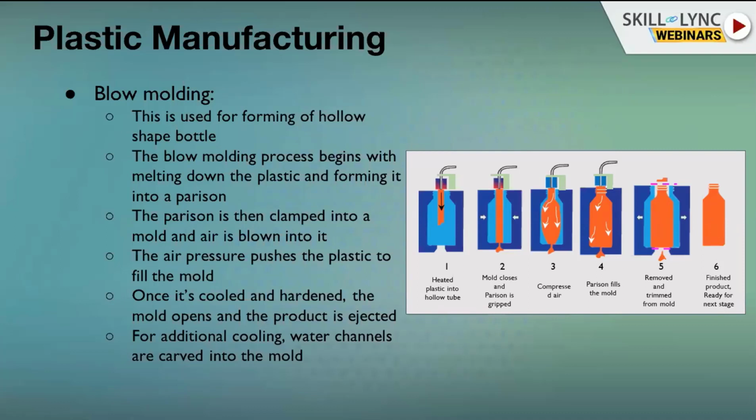So what they do in the first process is send the plastic material inside through this parison. Then the parison is clamped into the mold and air is blown into it. As soon as the molten material is sent to the parison, from the other input they send the hot air, which causes the plastic material to push into the mold. You can see over here.